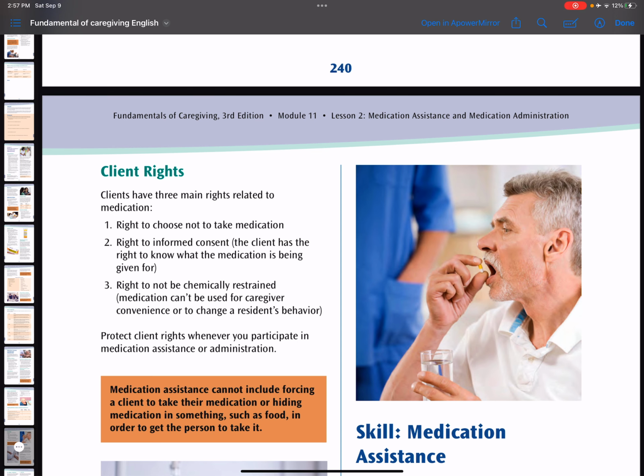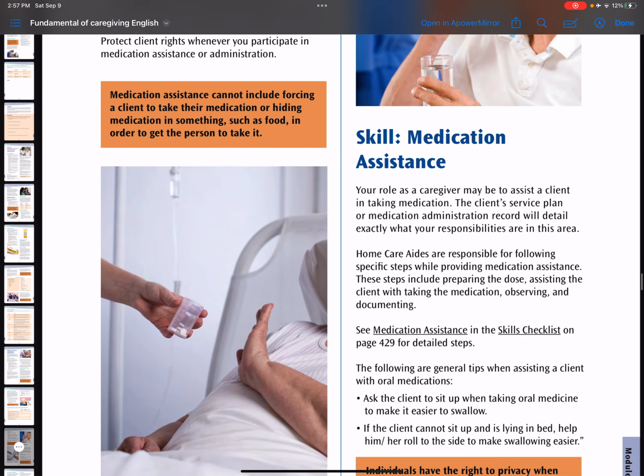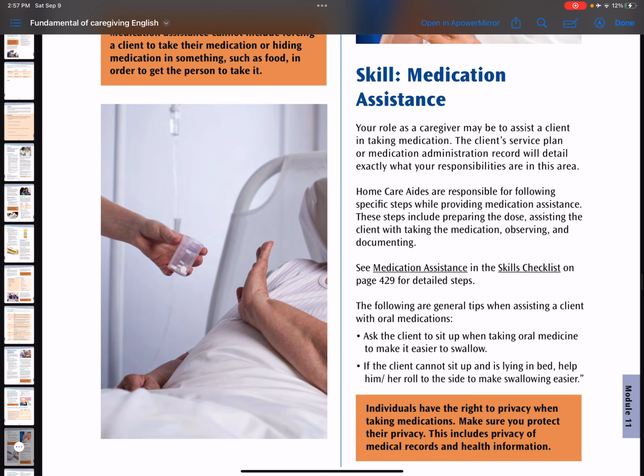In this chapter, in this lesson, there is a medication assistant skill. It's found on page 429. You need to practice this skill. I'll have a different lesson on that.